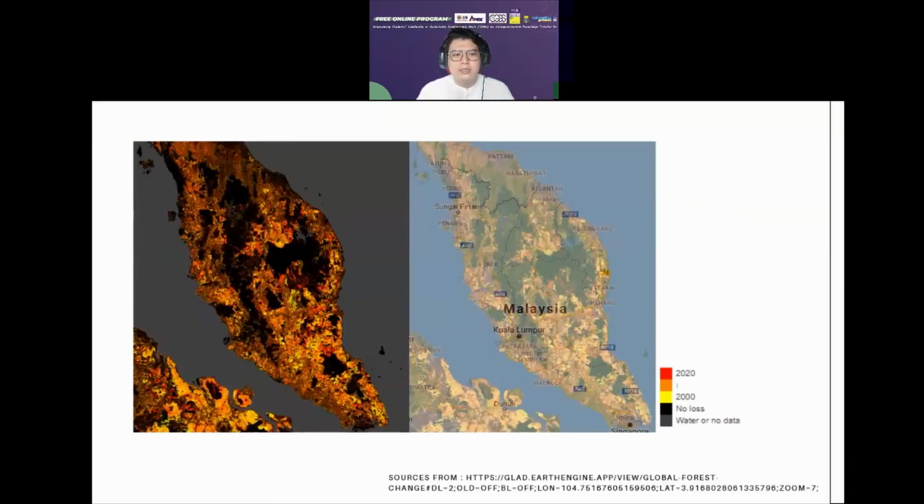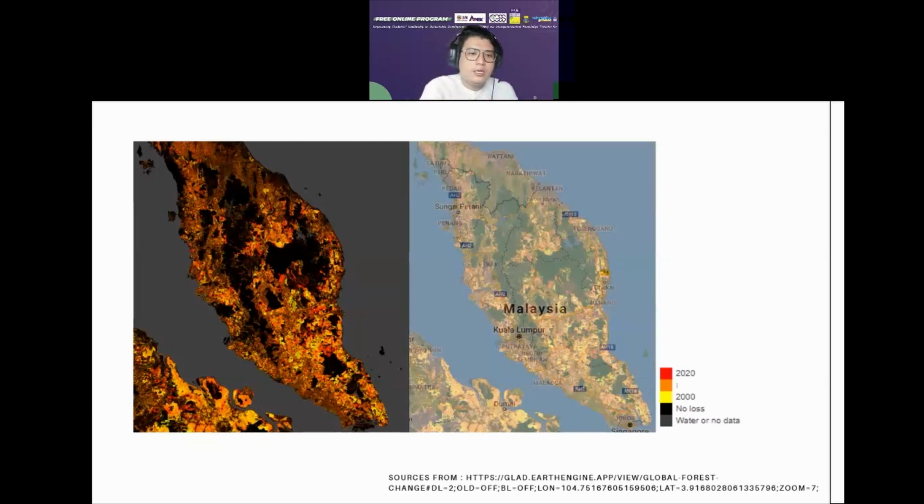Now this is data about the deforestation state in Malaysia. As you can see, the red indicates the year 2020, orange from the year 2001 up until 2019, and yellow from the year 2000. So in the past 20 years, you can see how much deforestation is happening in Malaysia. And those black spots, you can even count them by hand, those big black spots.